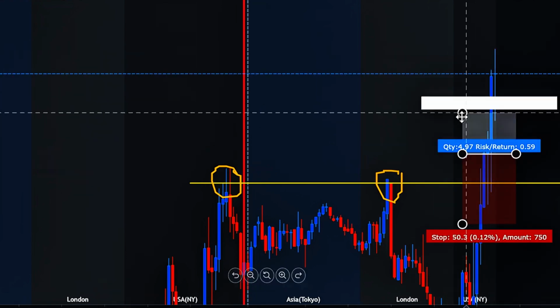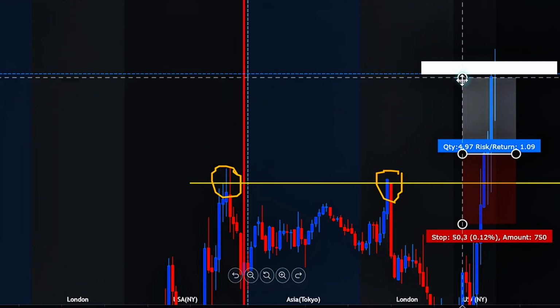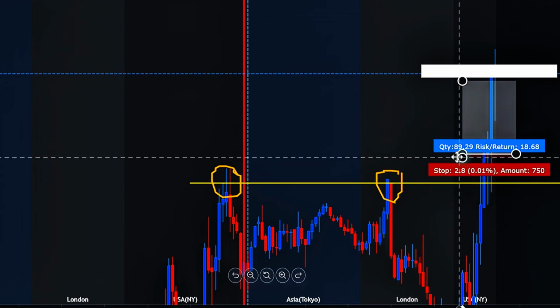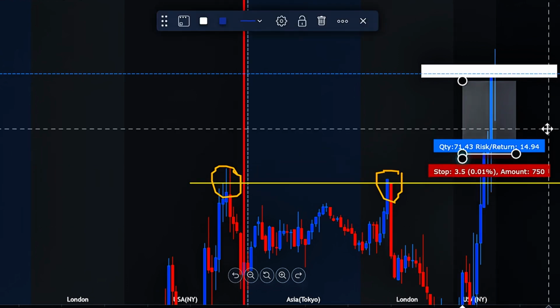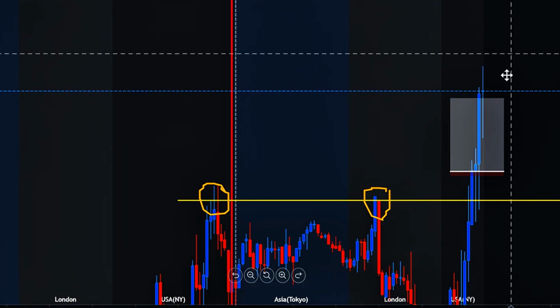Exactly, powerful. So we were now trailing our stop. When price got to 1:1, at this point we moved our stop loss to break even, to the exact point we took this entry. Now let's commence with the replay.